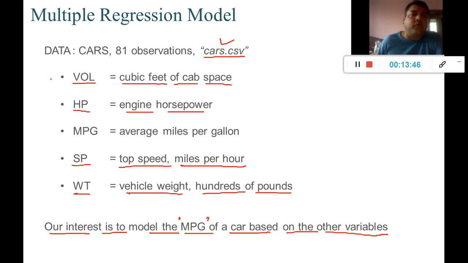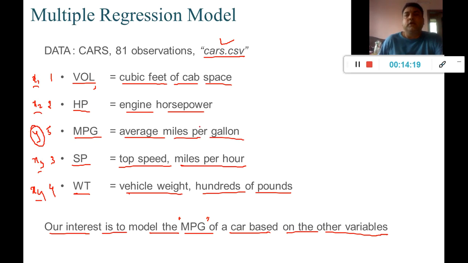So these are the four variables, 1, 2, 3 and 4, and this is going to be my fifth variable, which is my y. Maybe this one is x1, this one is x2, this one is x3 and this one is x4. Based on these x1, x2, x3 and x4, the data is given to me, and based on these four variables I want to predict the y variable, that is my MPG, average miles per gallon. So let's look into the case study.